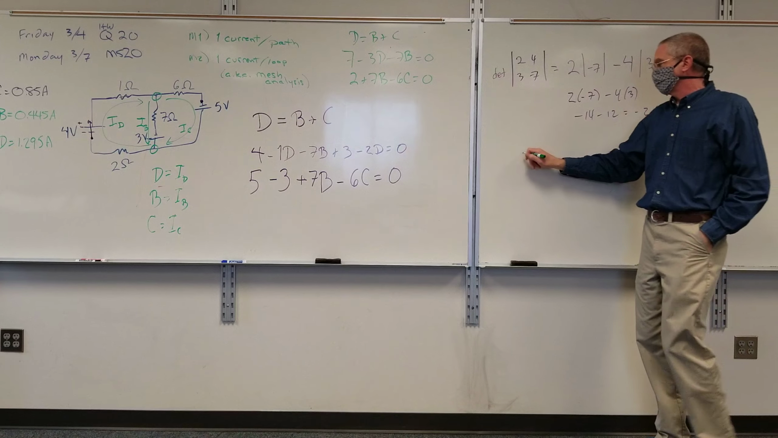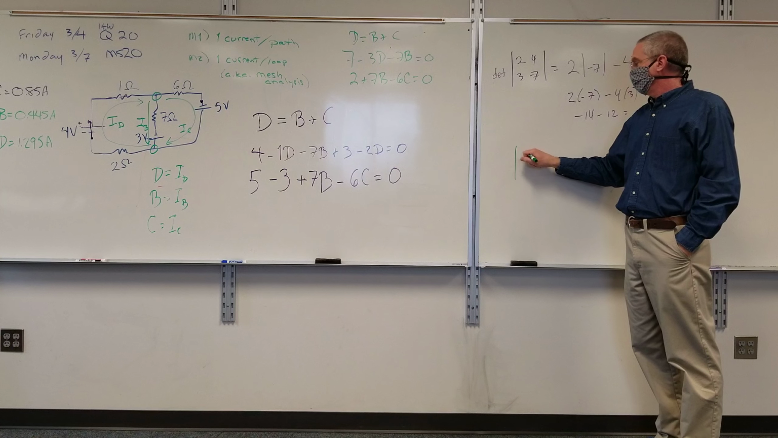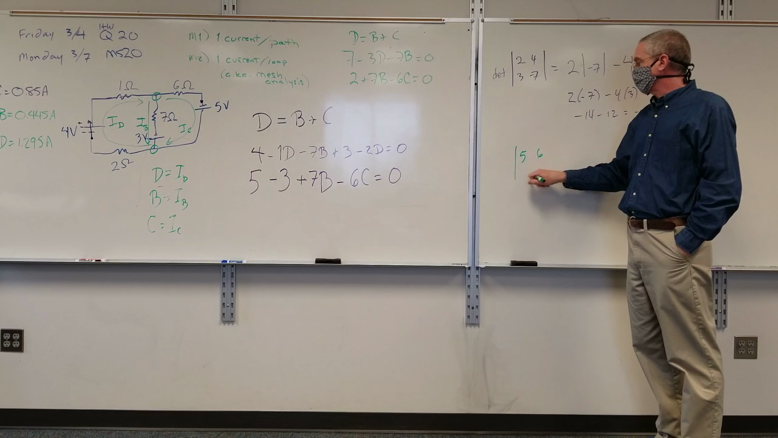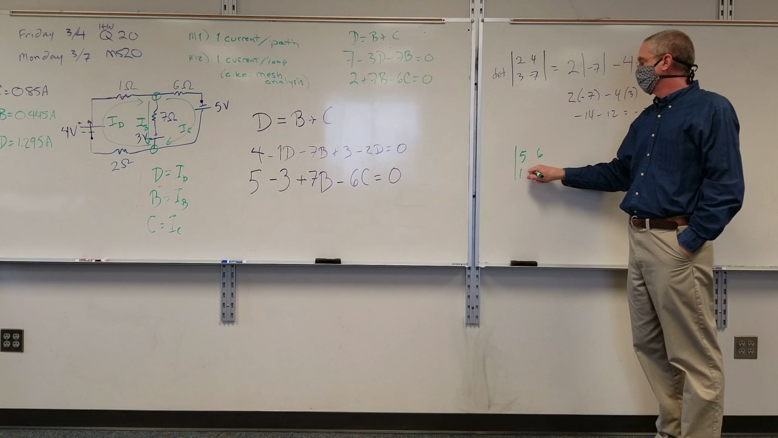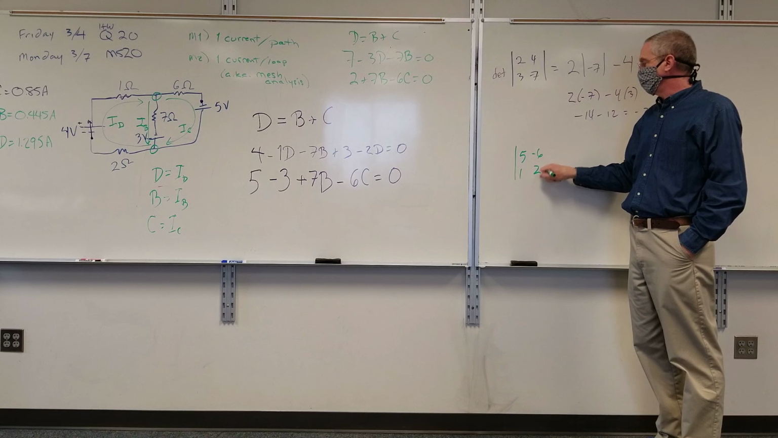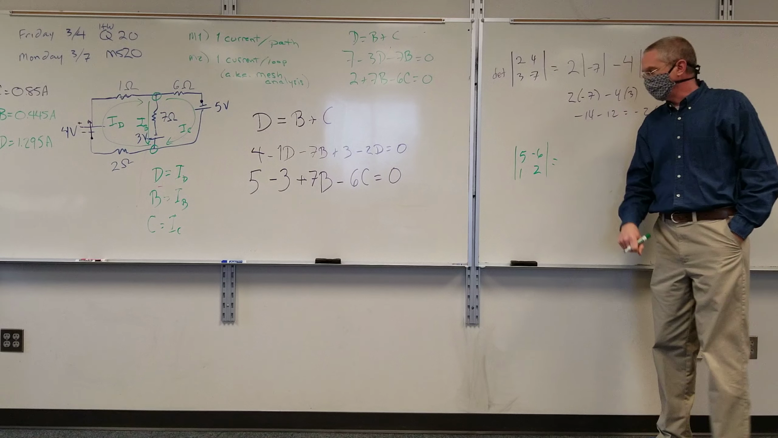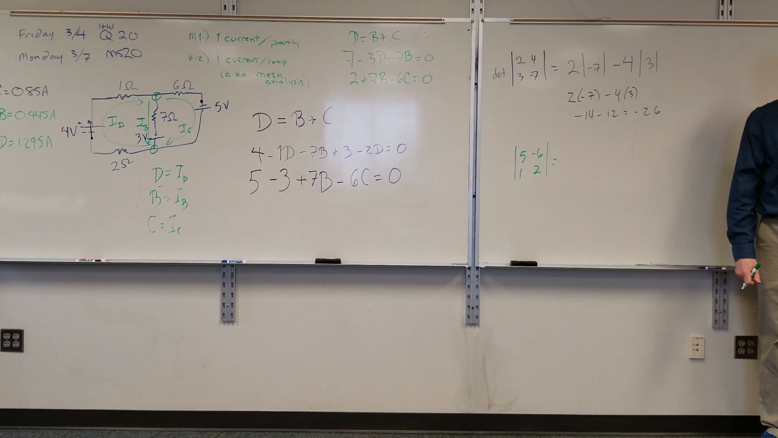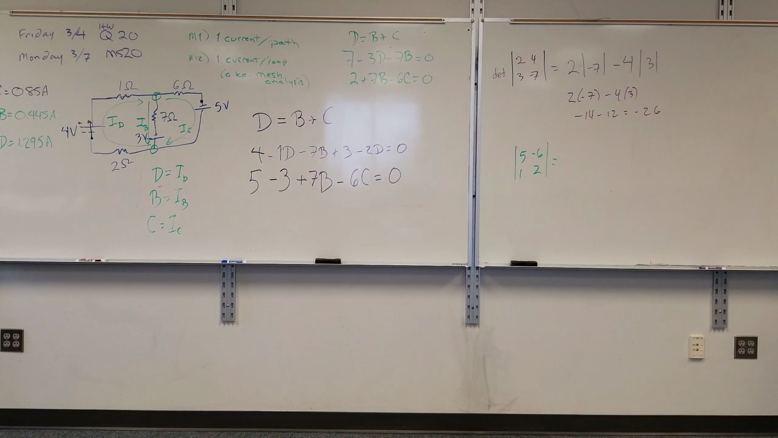All right, so if you do 1, 5, 6, 1, let's make it a -6, 2. What is the determinant of this 2 by 2? And if you see the shortcut, run with it.